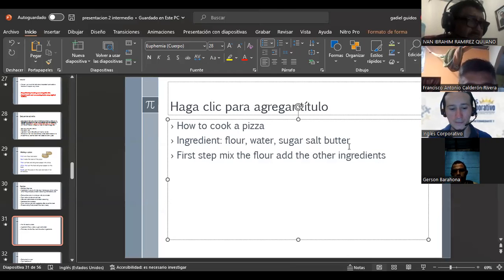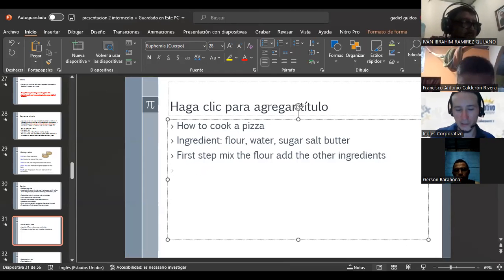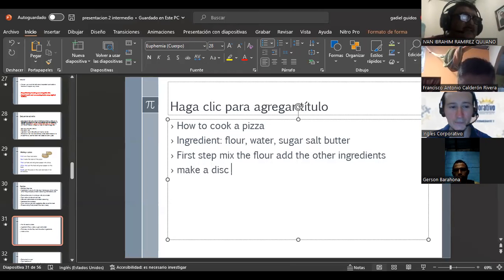Second step. Make a beautiful dish. Porque if you want to make a dish, o sea, prepararla. El plato de masa. Bueno, okay. Como yo digo, hacer un disco. Usted le dice, okay, hacer un disco. Sí, ajá, el disco de la masa.